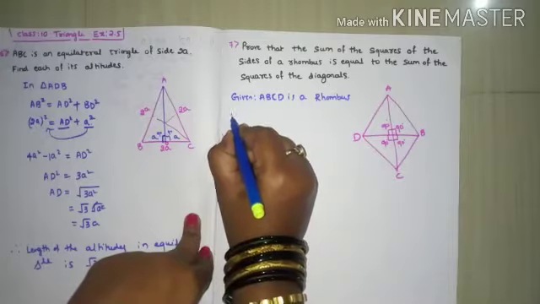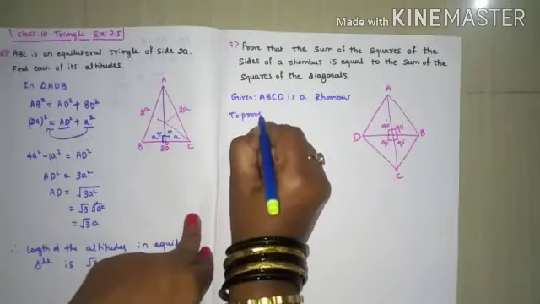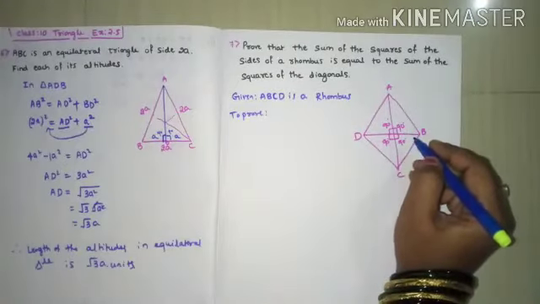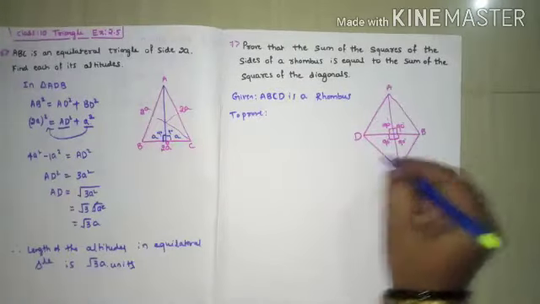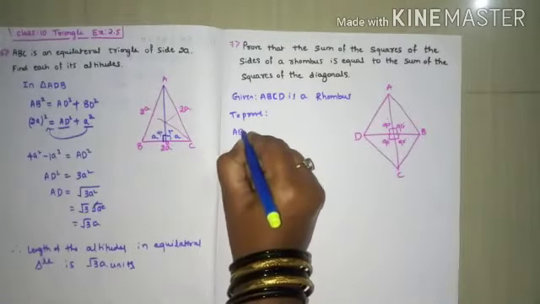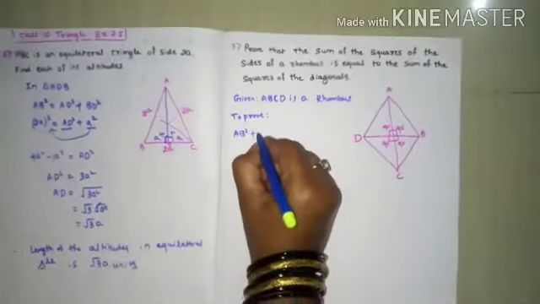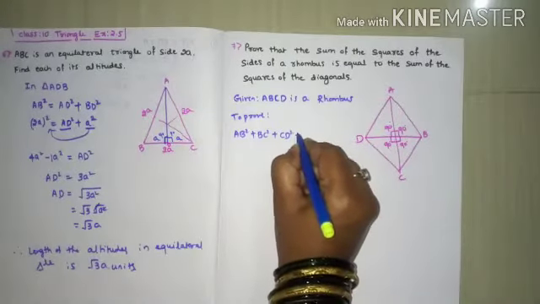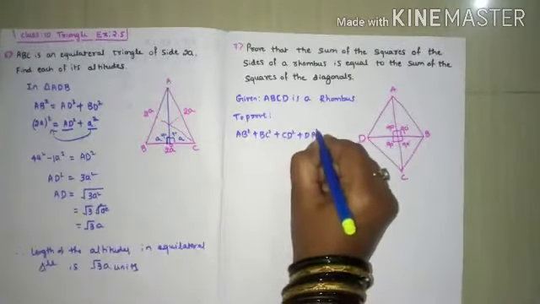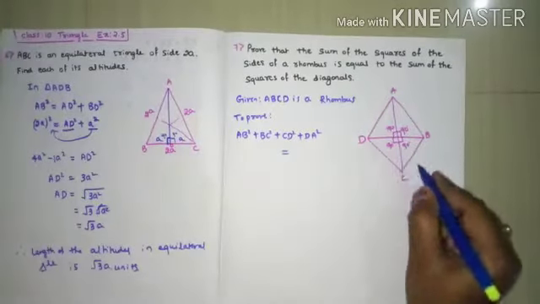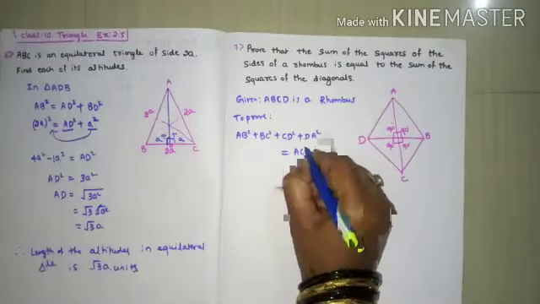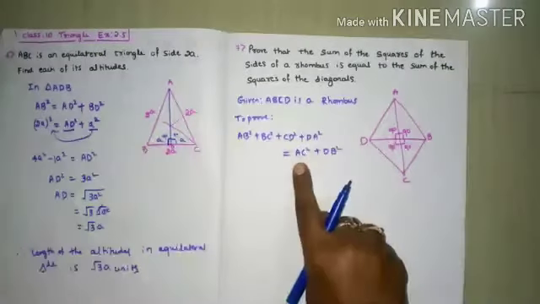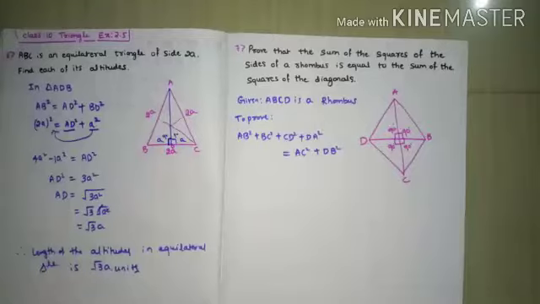And here what we have to prove: the sum of the squares of the sides is equal to the sum of the squares of the diagonals. Sum of the squares of the sides means AB square plus BC square plus CD square plus DA square is equal to AC square plus DB square. Sum of the squares of the sides is equal to the sum of the squares of the diagonals. We want to prove this result.